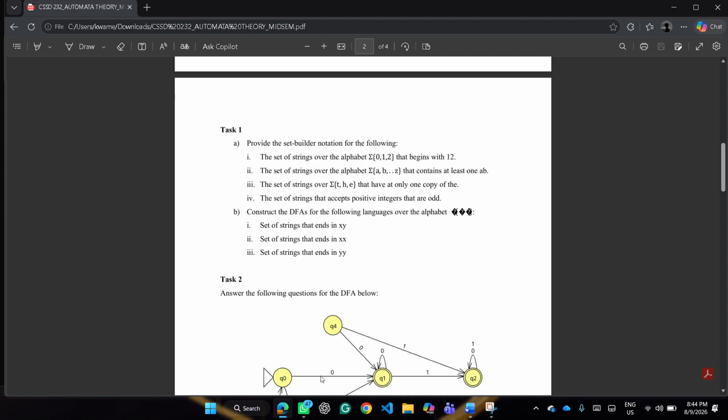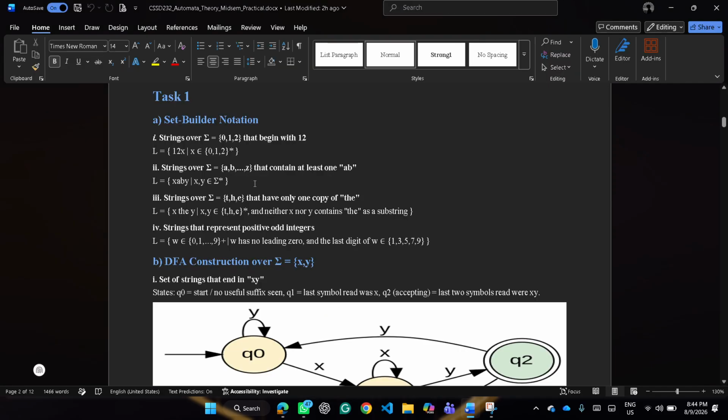So, for part A, I had to write set builder notation for four languages separately. For the first, strings over the alphabet {0, 1, 2} that begin with 12, I wrote L equals the set of strings 12x, where x is any string over the alphabet {0, 1, 2}, including the empty string.